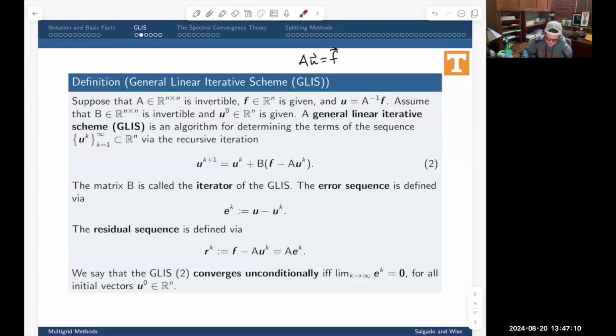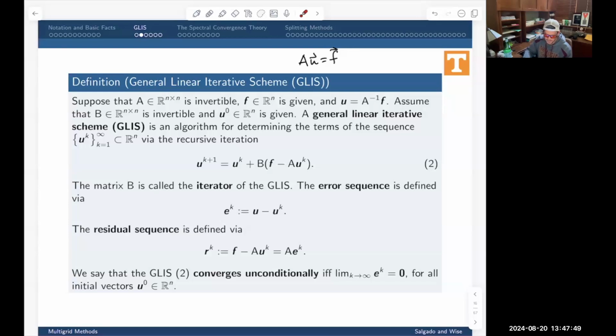So a general linear iterative scheme, the GLIS, acronym I don't like because it's not fun, is defined via the recursive iteration that you see here. Zero. And then after that, I compute U2 and U3 and so on. Okay, so it's recursive in that sense.